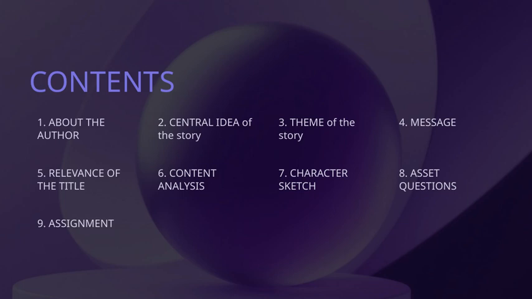story's themes. Moving on, we'll analyze the content more deeply to see how the story is constructed and what techniques are used. After that, we'll identify the main theme of the story, which often reflects the underlying message or moral. We'll also consider the message, what the author wants us to take away from the story. Then, we'll do a character sketch, giving us insights into the key characters and their roles. Following that, we will look at asset questions, which are questions that help us think critically about the story. Finally, the assignment will be discussed, connecting all these elements to practical or reflective tasks.